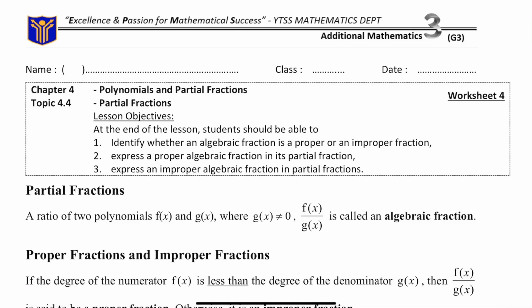Okay, hi everyone. In this video, I'll be going through the Sec 3A Math Chapter 4 on polynomials and partial fractions, and we will be looking at worksheet 4, which is touching on the topic of partial fractions. In this worksheet, you should learn how to identify whether a fraction is a proper or improper fraction, how to turn an algebraic fraction into its partial fractions, and therefore work out the steps to turn an improper fraction or proper fraction into its partial fractions.